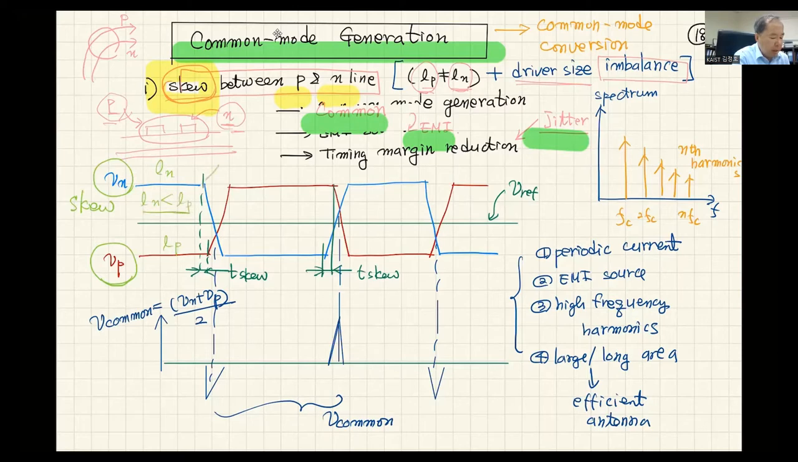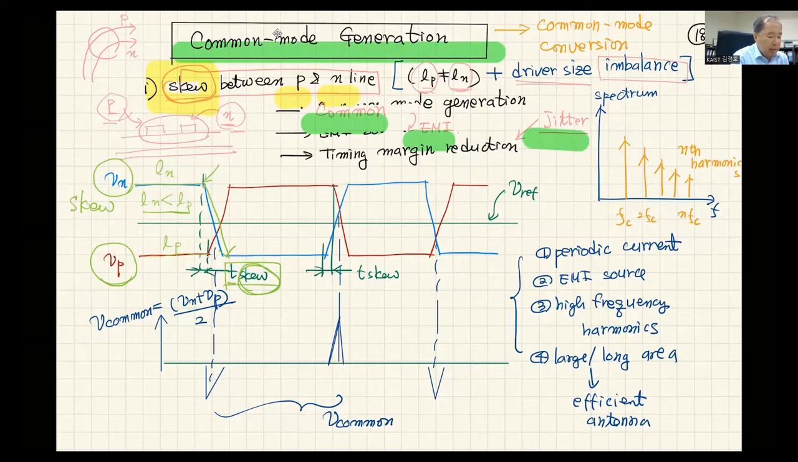Then the voltage level of N will arrive first, and it is going to transition to negative earlier than the P line. Meanwhile, if there is a skew, VP will start to transition with a time difference that is called T skew.